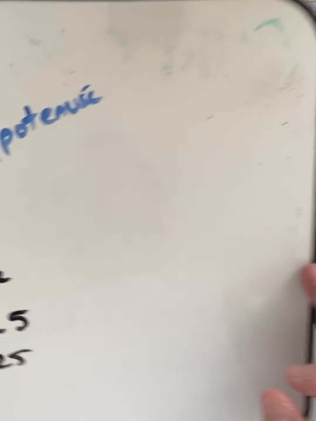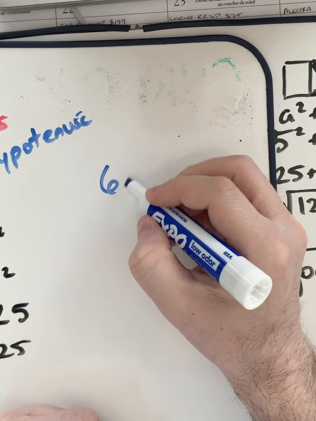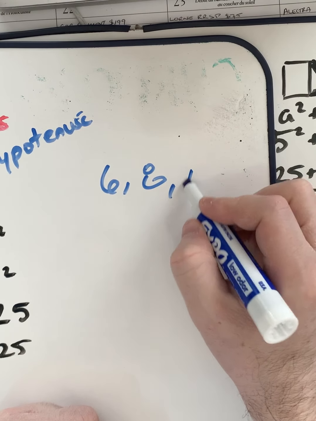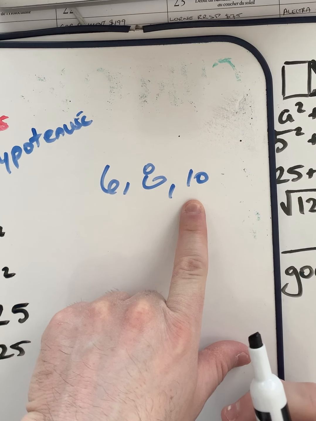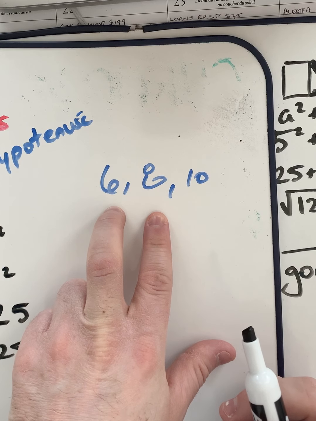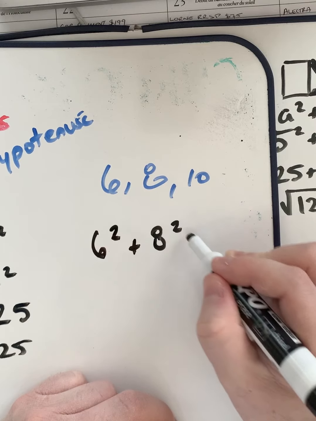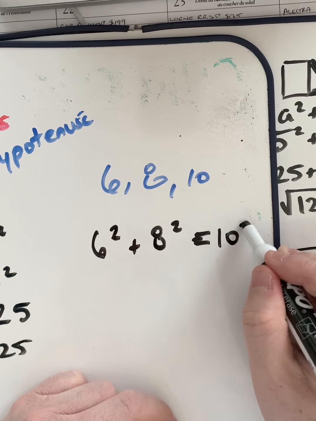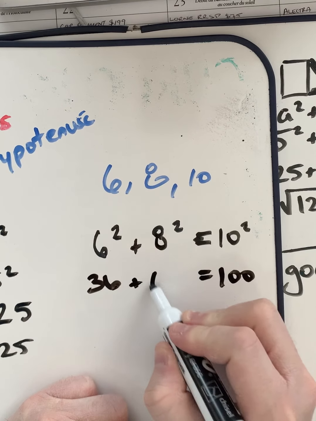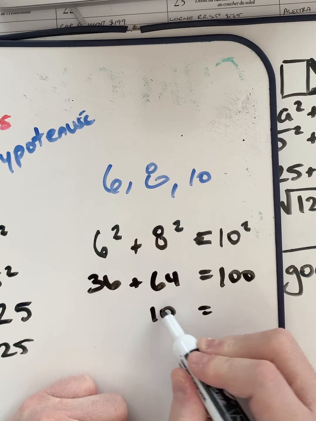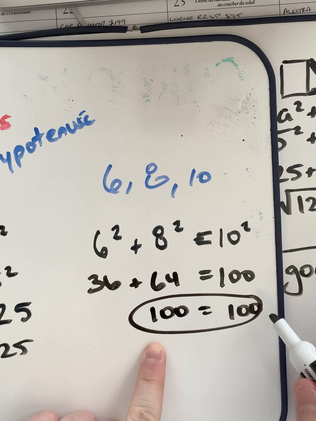However, we can try another one and we can see what we can come up with these three numbers. So let's say we have 6, 8, and 10. Again, we know that the largest number is going to be our hypotenuse. The other two numbers are going to be our legs. So if we put that into our Pythagorean theorem, equals 10 squared, we know that this is 100, 6 squared is 36, and 64. So we know that this is an example of a Pythagorean 3.